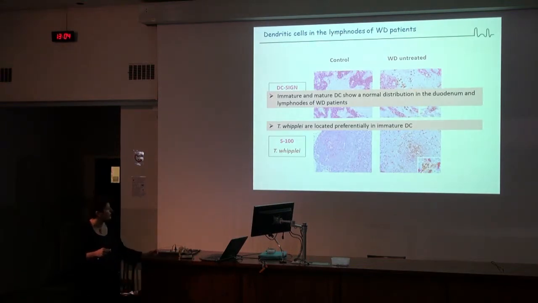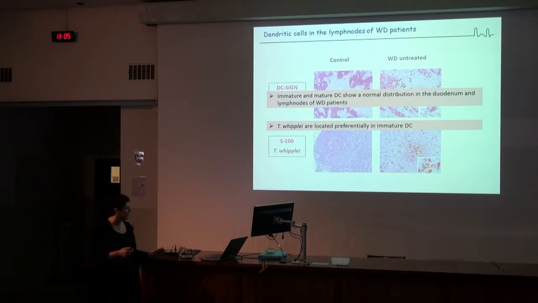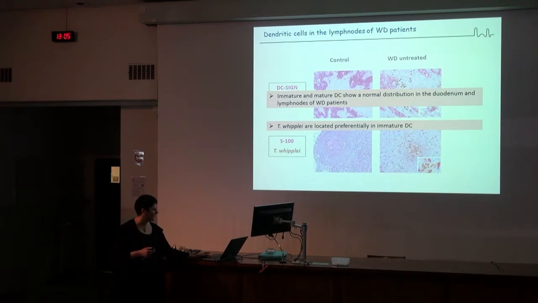So what we found is that immature and mature dendritic cells show equal distribution in the intestine and also in the lymph nodes of the disease patient, and Tropheryma whipplei are located primarily in the immature dendritic cells.